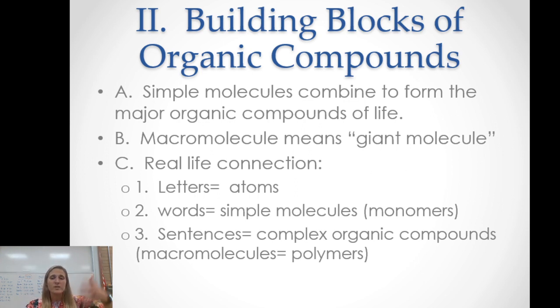And in real life, we can say that the way that we build things, the smallest would be atoms. That's like letters, okay? And then the next biggest, after atoms being the smallest, and that would be like letters, would be words. So simple molecules or monomers, which are building blocks, would be like words. And then complex organic compounds, the macromolecules, that would be like sentences. So we have these little pieces, single letters of atoms. Then when we put those letters together and we get words, those would be the monomers that are going to then get put together into a big sentence and make a macromolecule, okay, which is also called a polymer.